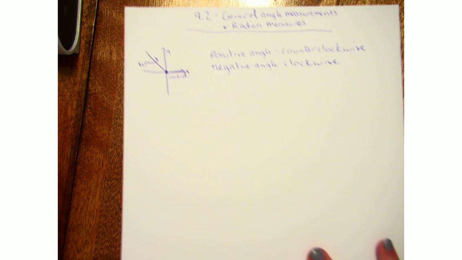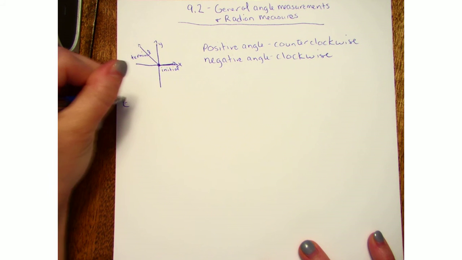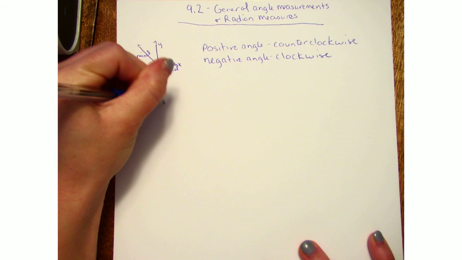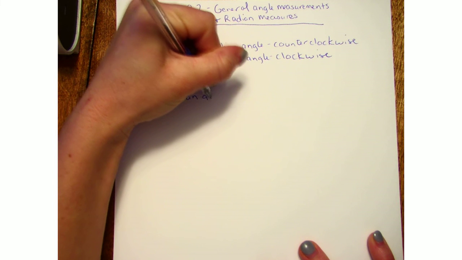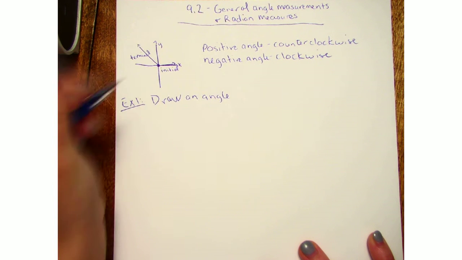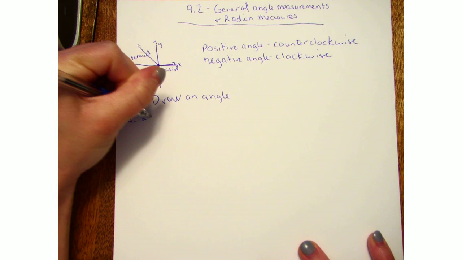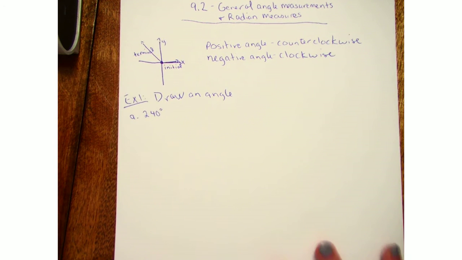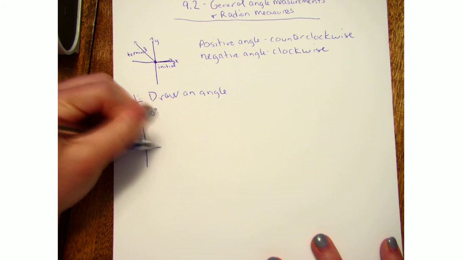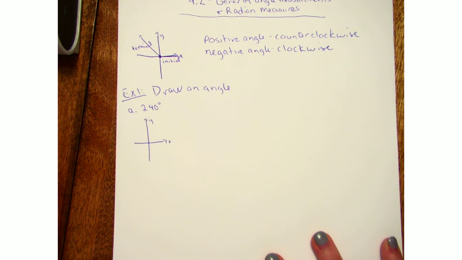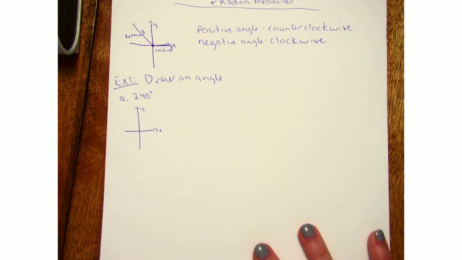So we're going to start by drawing some angles. Example 1, draw an angle. Sorry, I cannot talk and write at the same time. So the first one we're going to do is 240 degrees. Like I said, that's your base, your coordinate plane. And what I think is important with this is to write out your angle measurements. It keeps you on the right path.